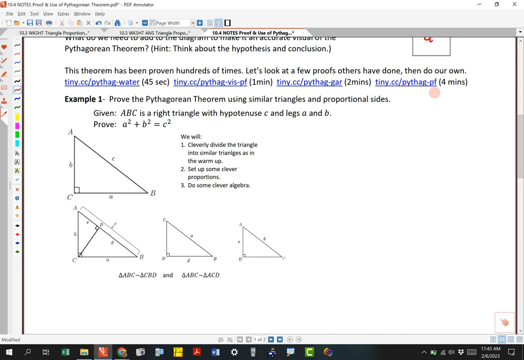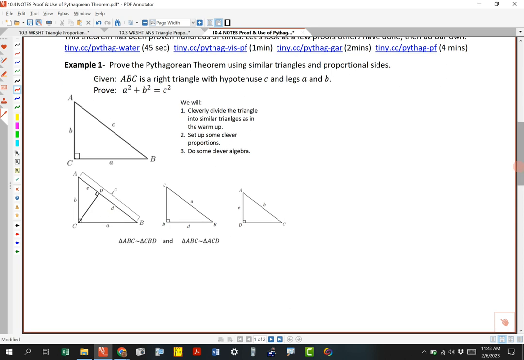If you want to Google or go to YouTube and search proof of Pythagorean theorem, you'll find hundreds and hundreds of videos. Some are very good, some are kind of awful. So if you want to take a look at this, here's what we're going to do.